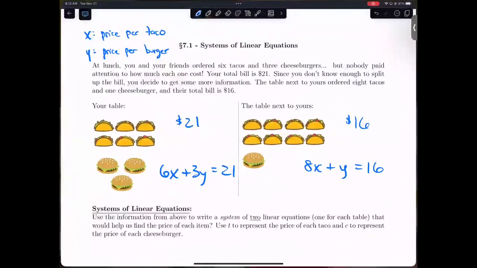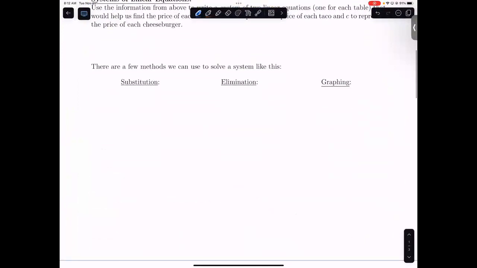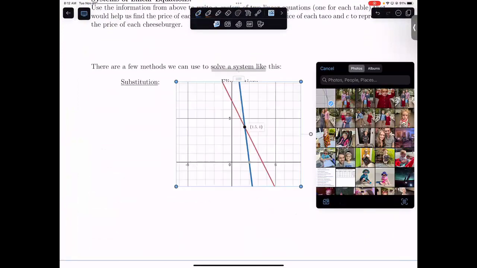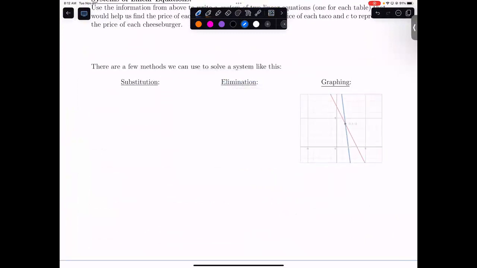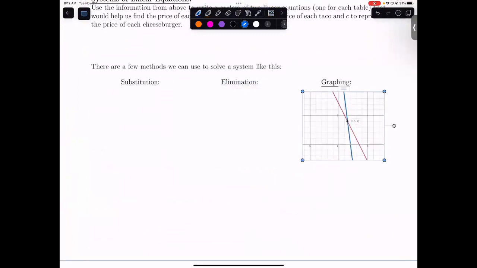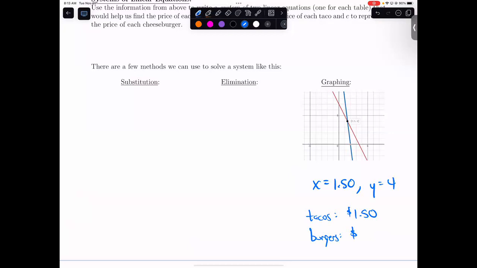Okay, so one way to solve a system would be to do that. X equals 1.5. Well, I wrote it as 1.50 because it's money. Y equals 4, so tacos are $1.50. Burgers are $4. Now we know how to split the bill up, right?